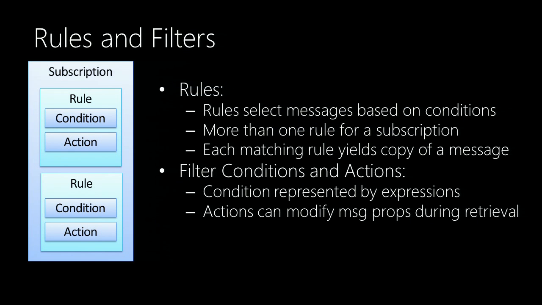The filters, or rules as I call them, or as they are also showing up in the API, rules select messages based on those conditions that are the filter conditions. And so you can have more than one of those rules, and every matching rule yields a copy of a message. So actually, one message into a subscription can yield multiple copies of those subscriptions. And the reason for that is that every rule also can have an action, and that action can go and modify properties of that message.